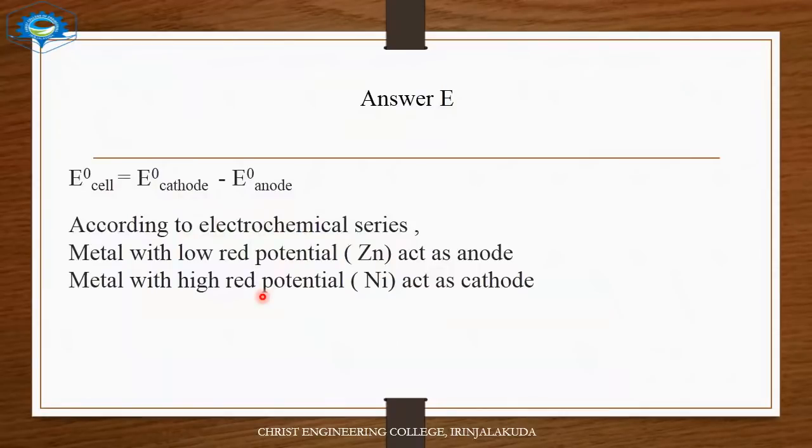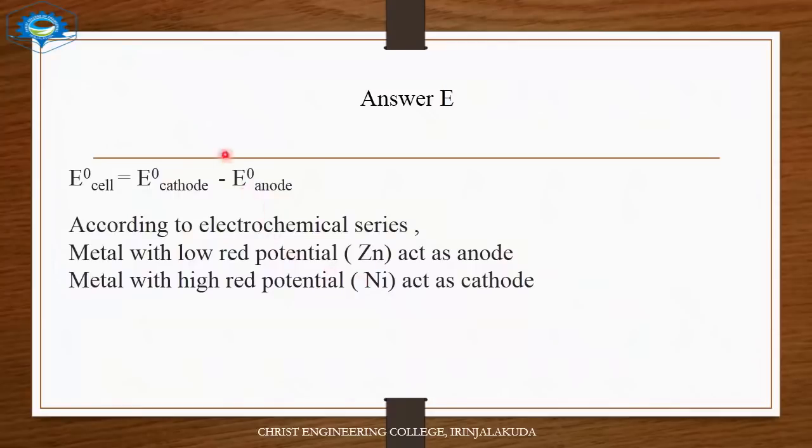If two metals are present, how do we find the anode and cathode? Check their electrode reduction potential values. The metal with low reduction potential becomes anode and the metal with high reduction potential becomes cathode. So zinc has electrode potential minus 0.76 and nickel has minus 0.25. Zinc has the low reduction potential, so zinc acts as anode, and nickel has high reduction potential compared to zinc, so it acts as cathode.